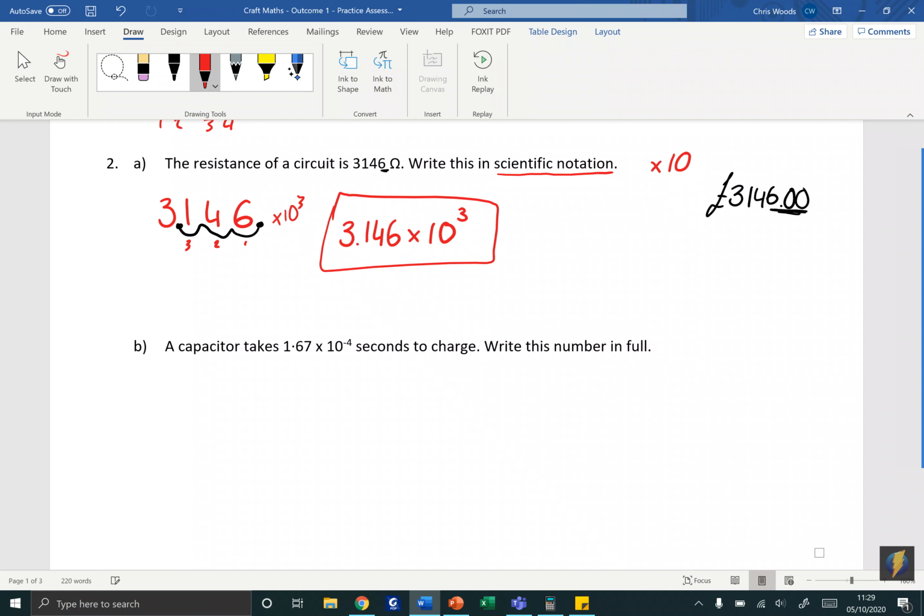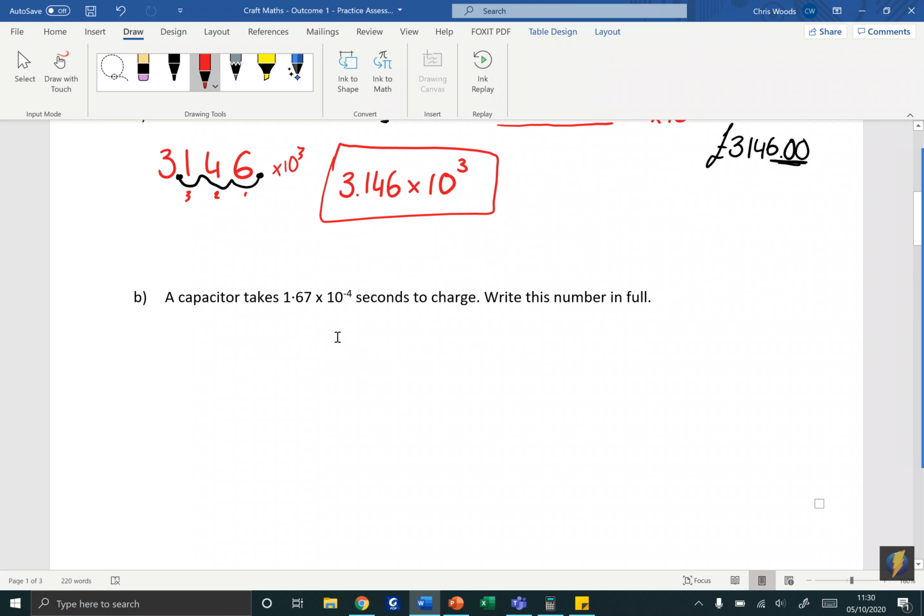Down here again, a capacitor takes 1.67 times 10 to the negative 4 seconds to charge. Write this number in full. So you want to change this from scientific form to a number, and straight away what should stand out to you is a negative power, which means it's a really small number. So I'm going to fire some zeros in before it.